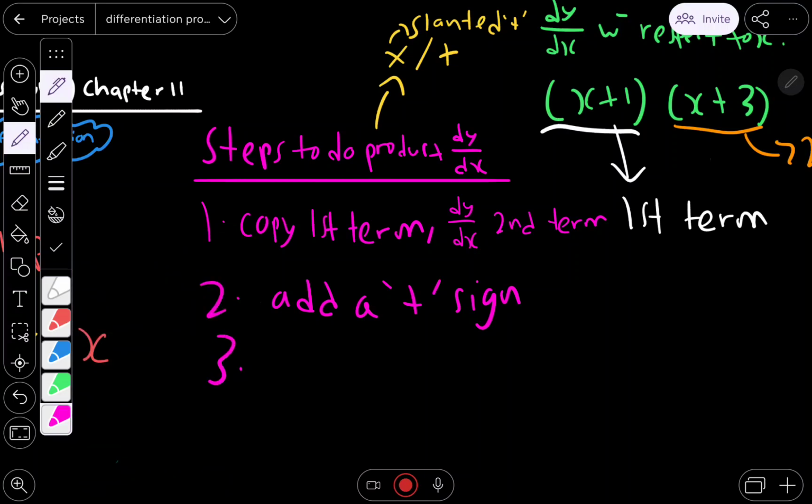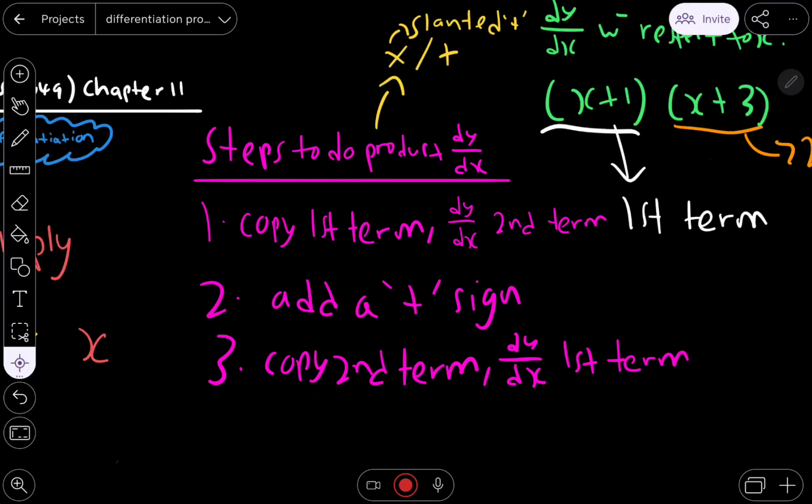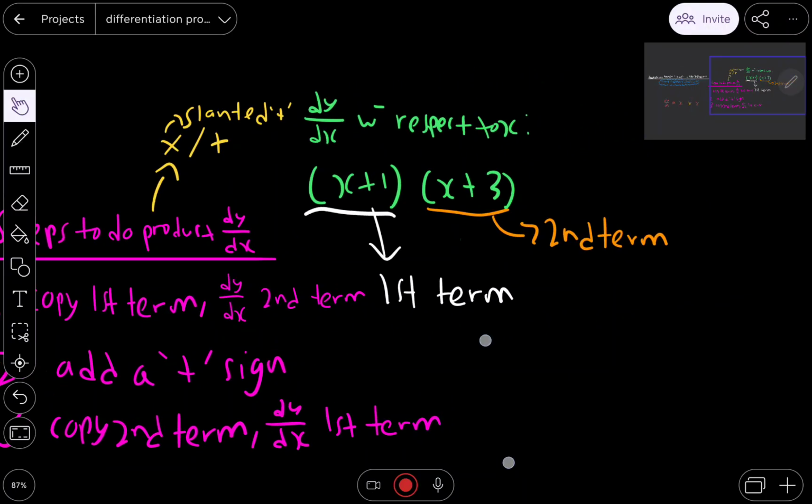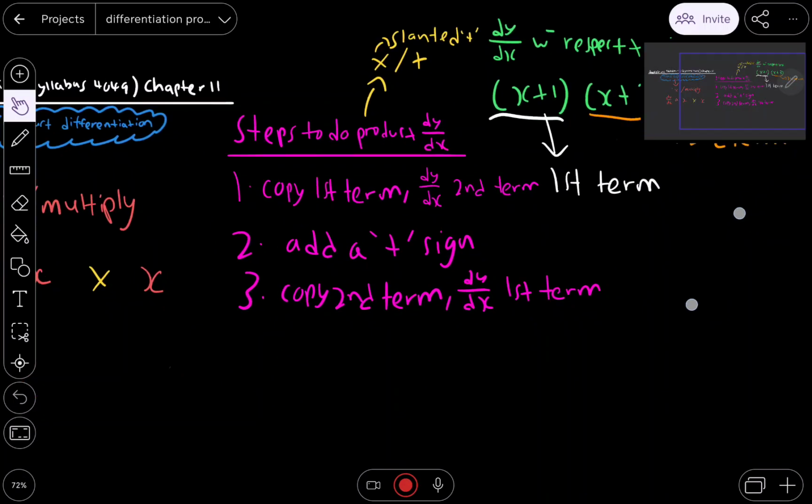Okay, and now the third step is to copy the second term, and then we differentiate the first term. Now if we go back to this exemplar question, my third step will be to copy the second term and differentiate the first term. What do I mean by this? This means that I will copy this term x plus 3, and then I will differentiate this term x plus 1.